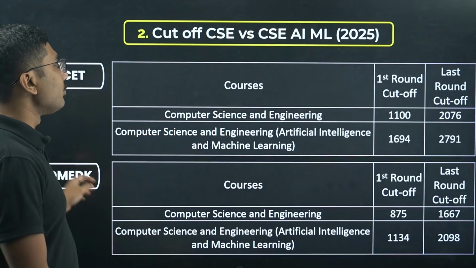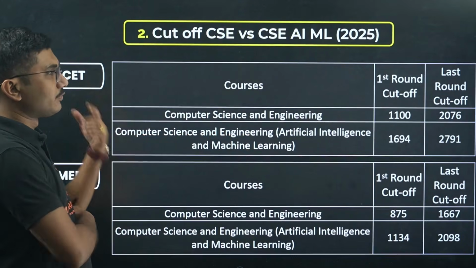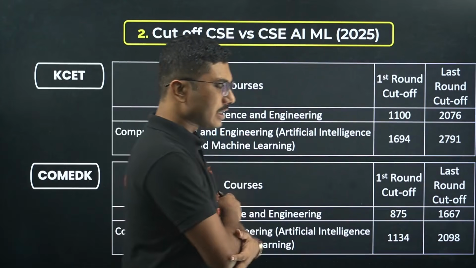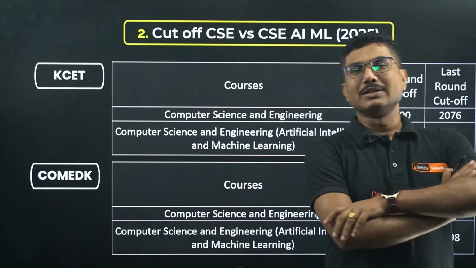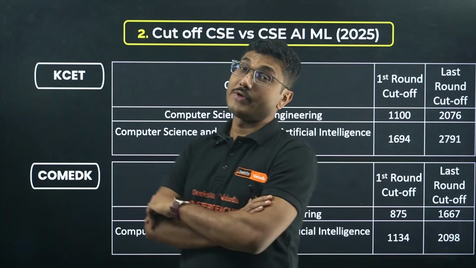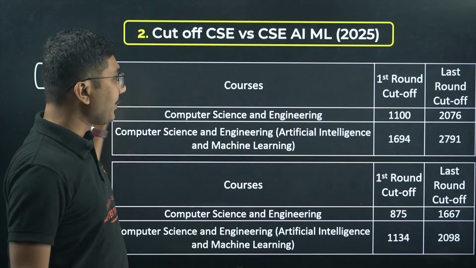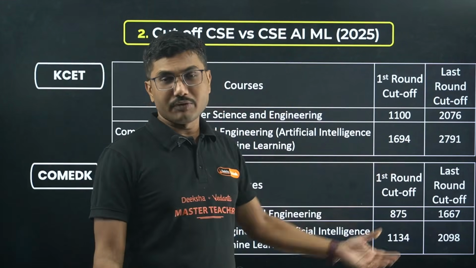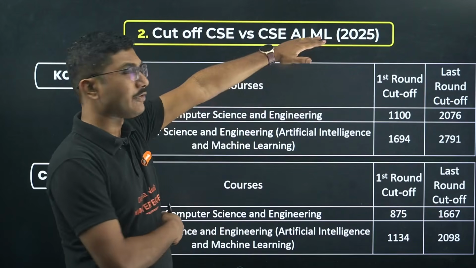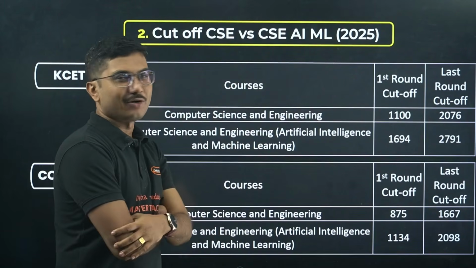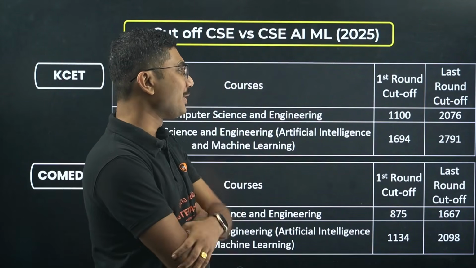Now let us go into detail about cutoffs. Most students are concerned about whether they will get a seat in this college or not. So let's see. Obviously the cutoff varies a lot from first round to last round. For computer science and engineering, the first round cutoff for 2025, these results are not yet published, so we cannot show it.